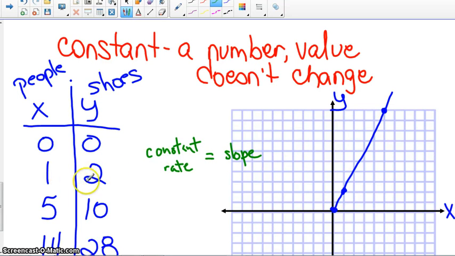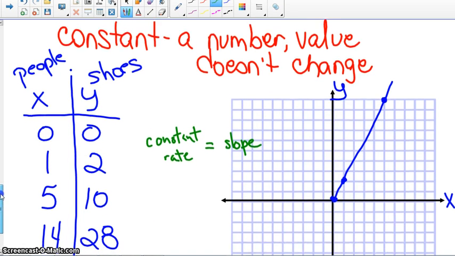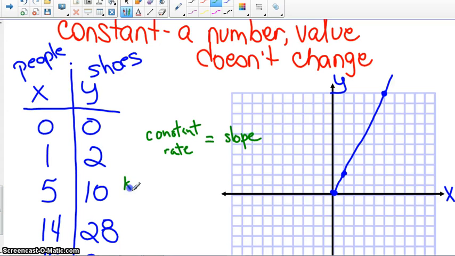So 1 person times 2 would be 2 shoes. 5 people times 2 shoes would be 10 shoes. 14 times 2 would be 28. So that k over here is 2. That is our constant rate.